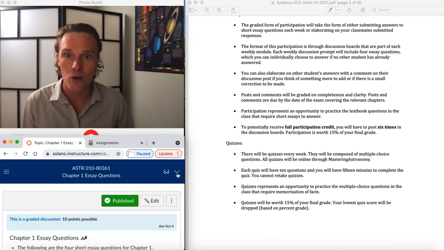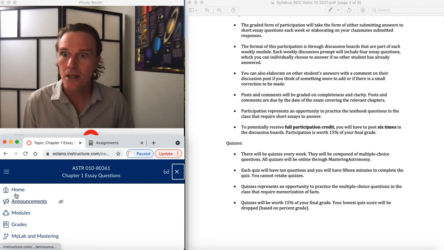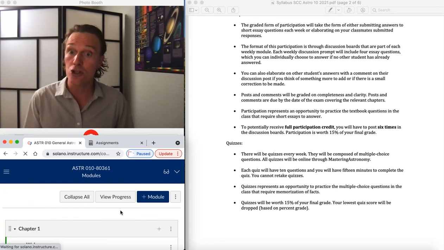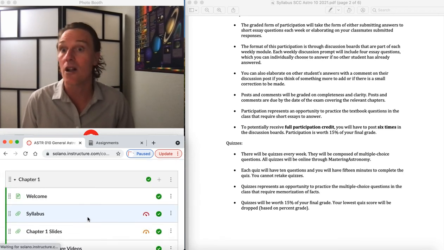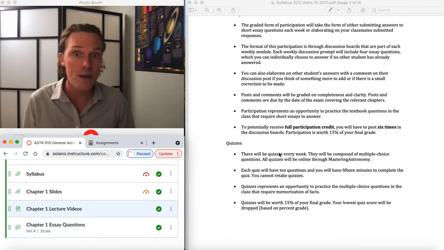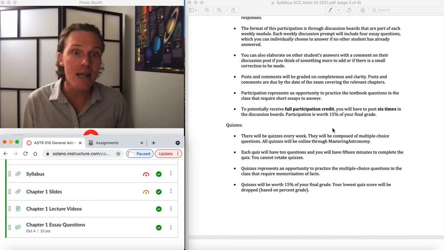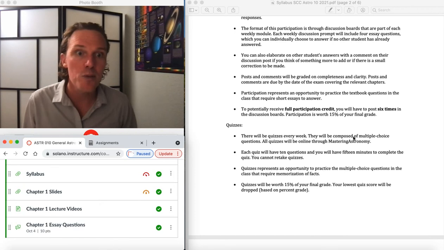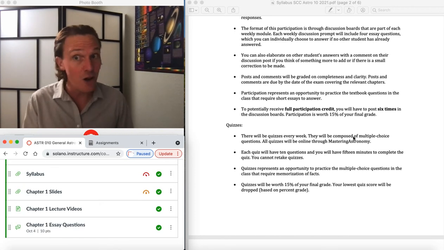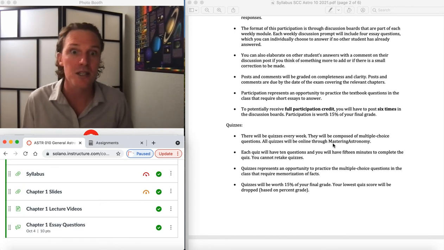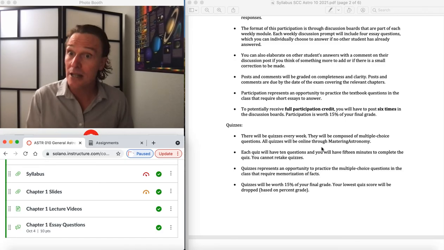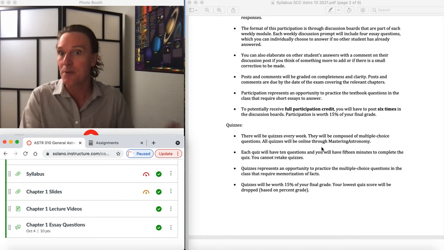All right, well, finally on to quizzes. Let's go back to the home page. All right, so quizzes, again, will show up in every module. Along with the homework and the quiz, there's one per chapter. So there'll be quizzes every week, or at least every chapter. They'll be composed of multiple choice questions, unlike the homework, because you recall the homework doesn't have any multiple choice questions. All the quizzes will be online through Mastering Astronomy, so you got to pay for it. You don't pay separately from the homework. You pay for the access, you get the quizzes and the homework.